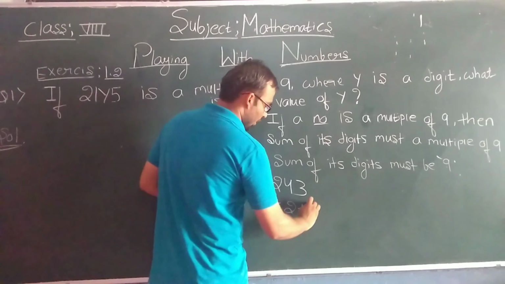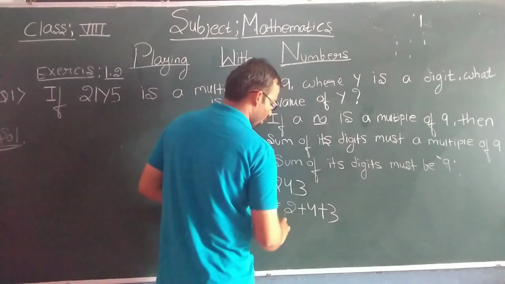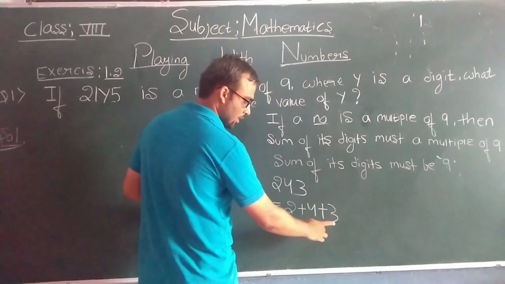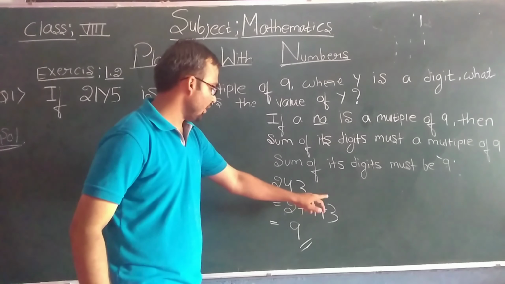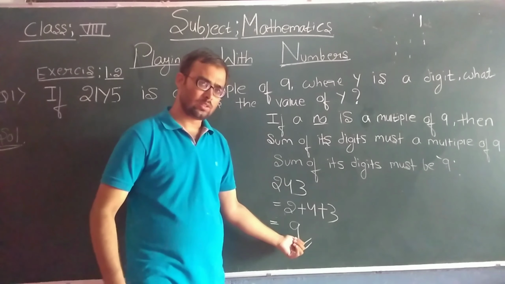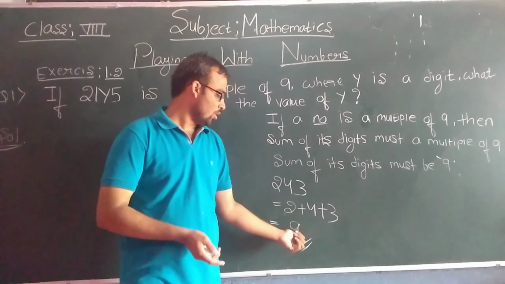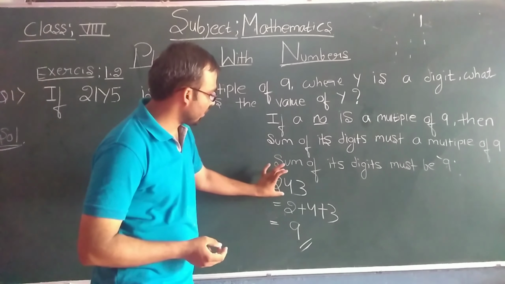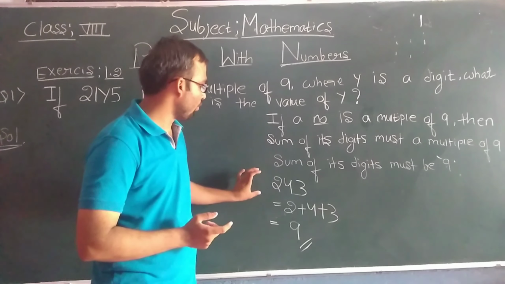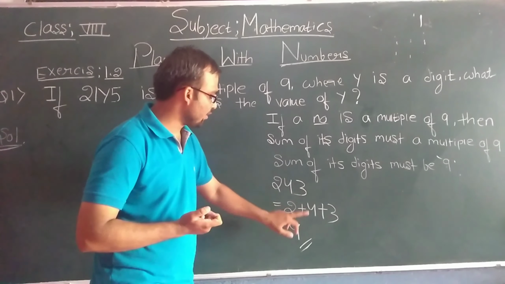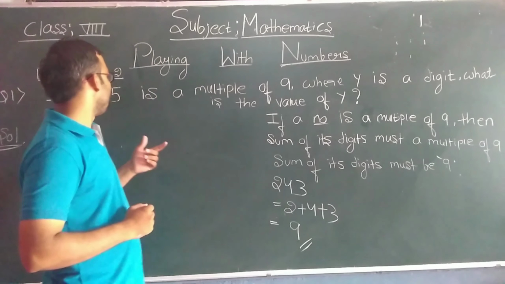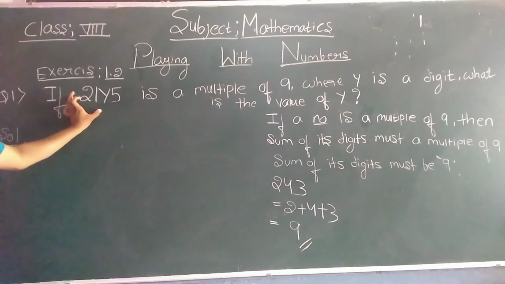2 plus 4 plus 3. What is this? 2 plus 4 is 6, 6 plus 3 is 9. See here, the sum of these digits is 9, no? So therefore 243 is a multiple of 9. We can say 243 is a multiple of 9, or that 243 is divisible by 9. Here also they are telling that this is a multiple of 9. Then what must be the value of y?